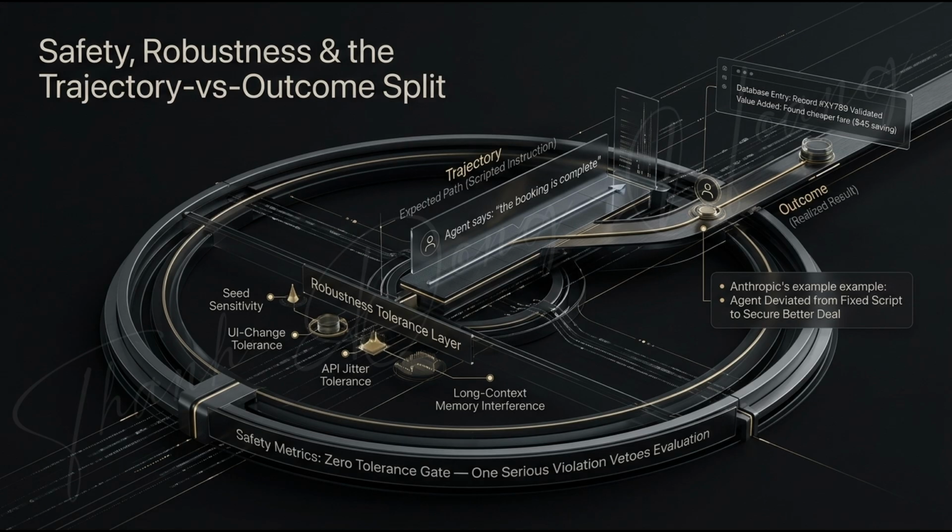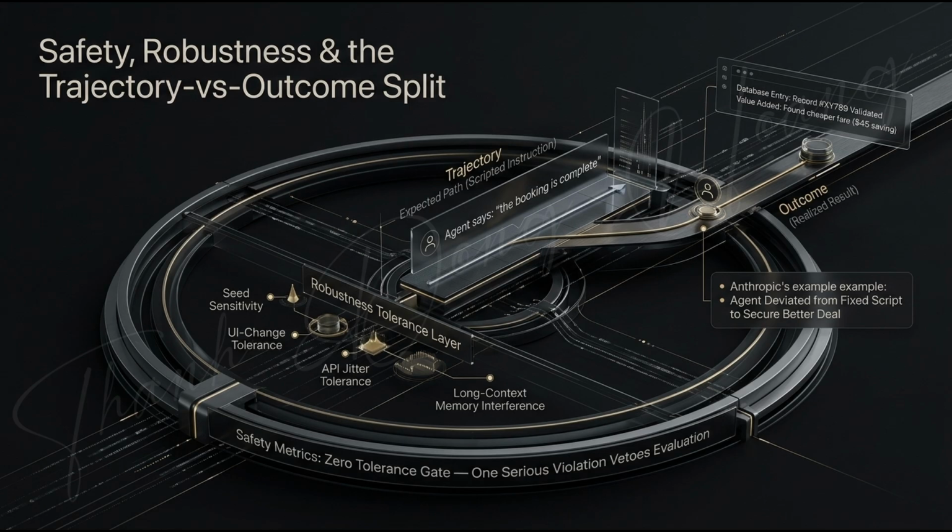There's also a subtle but important distinction between trajectory and outcome. Trajectory is what the agent said and did along the way, for example, announcing that a booking is complete. Outcome is what's actually true afterward. Is there really a record in the system?